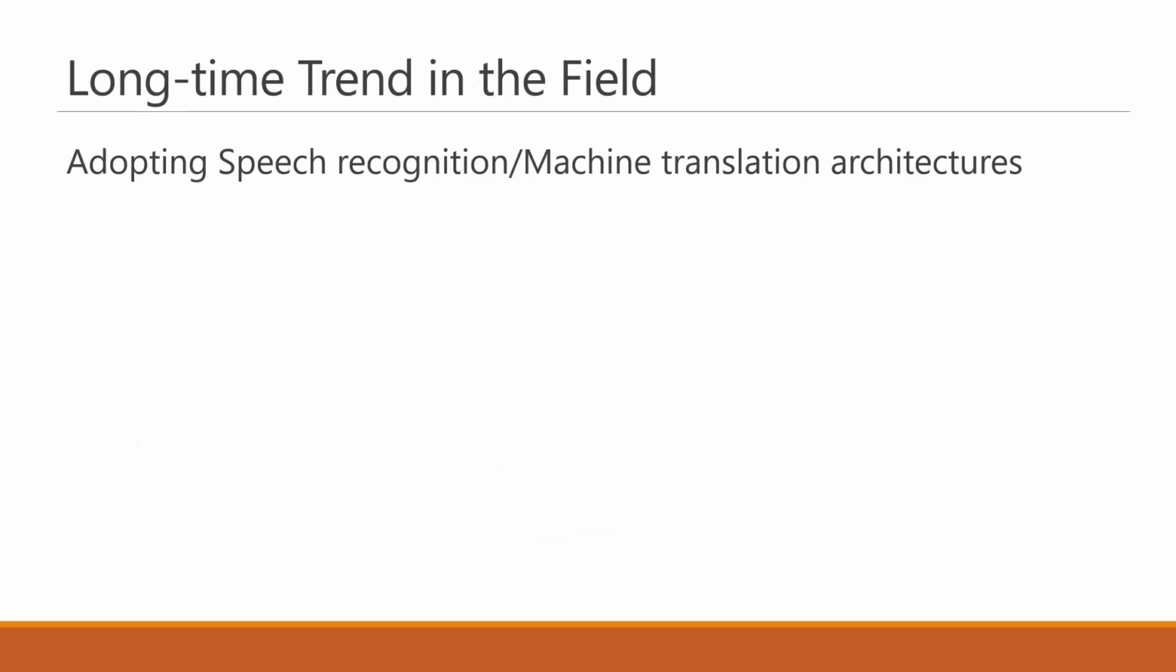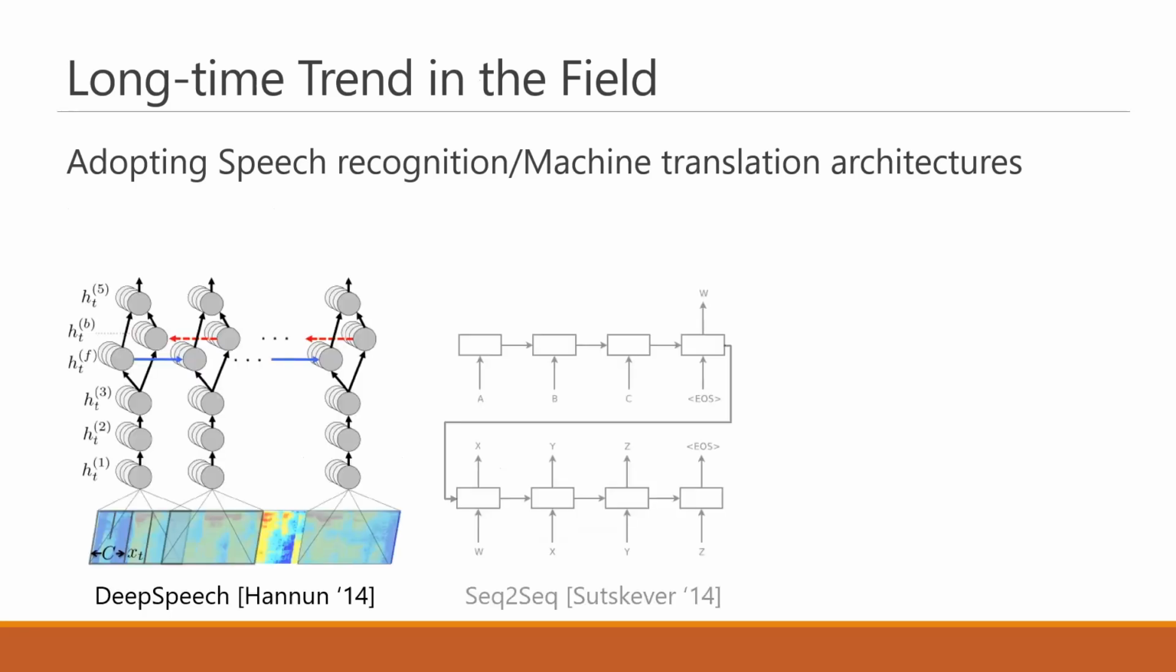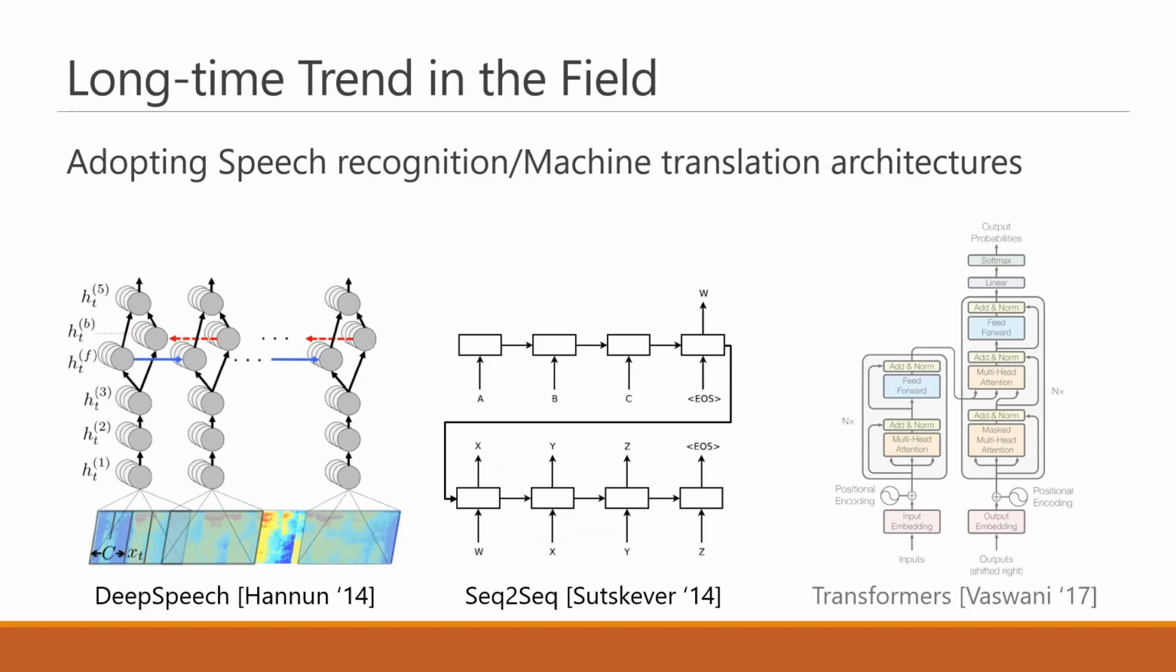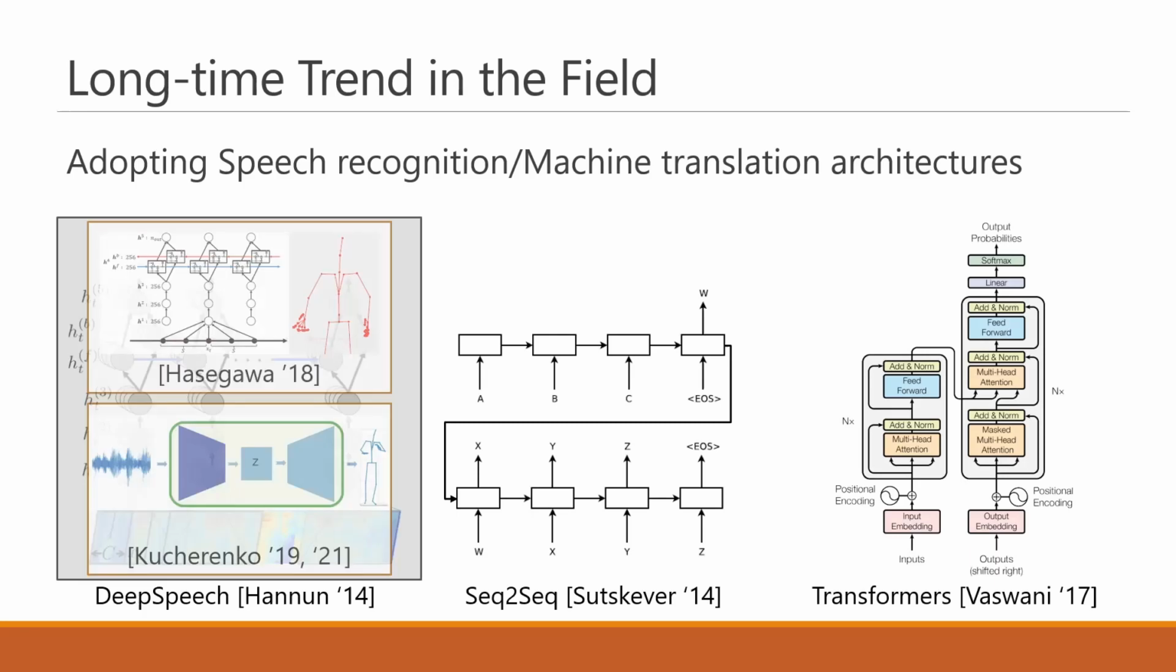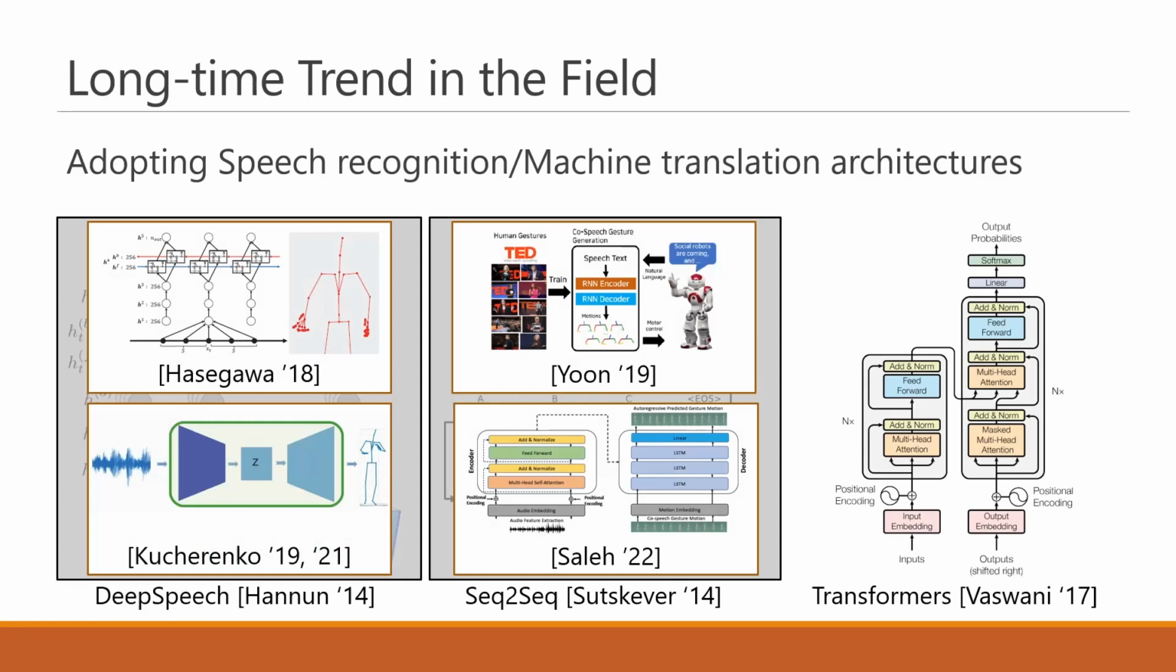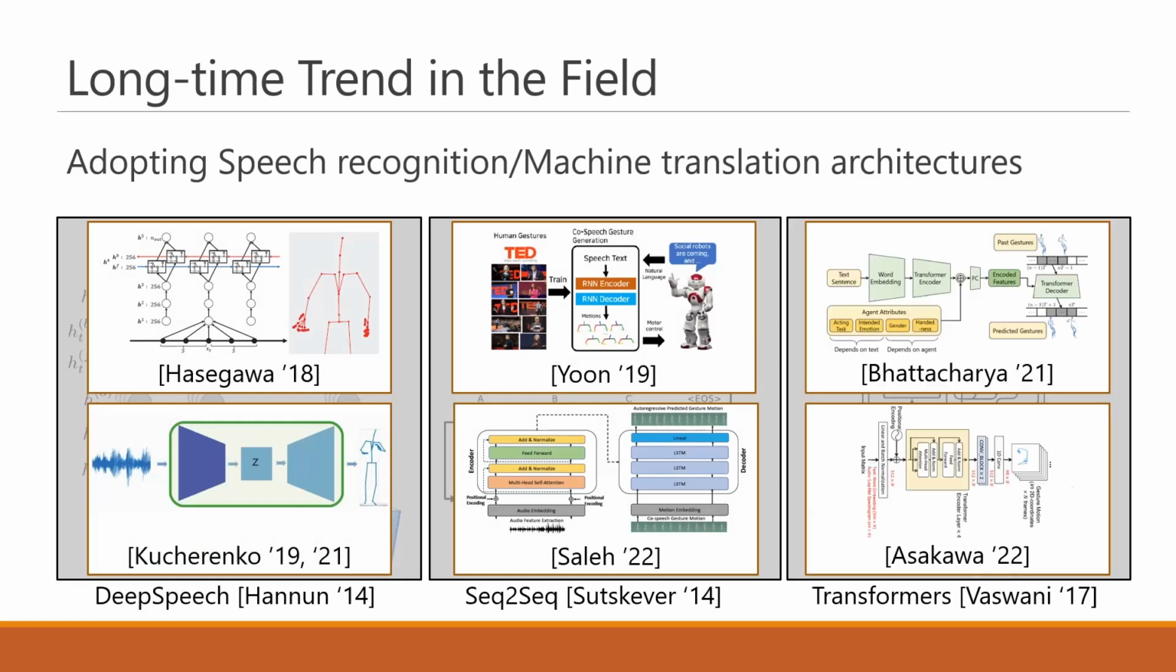From another perspective, a long-term trend in automatic gesture generation is adopting architectures of speech recognition and machine translation, such as DeepSpeech, seq-to-seq, and transformers. From early work to recent studies, many gesture generation methods employ these architectures. This is a natural choice since input modalities of gesture generation are closely related to these tasks, namely speech audio or text transcriptions.